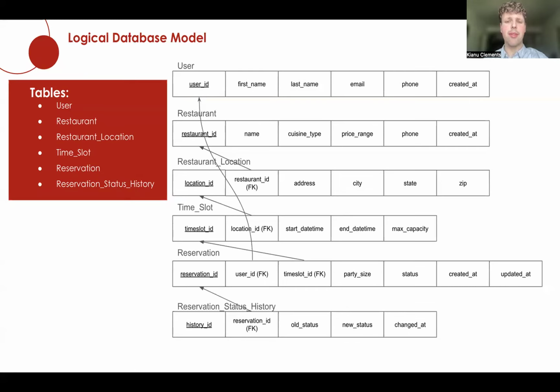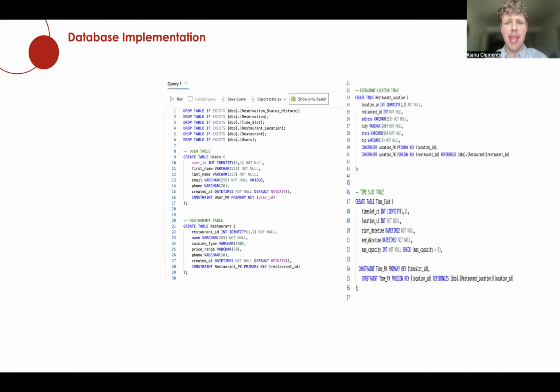The reservation table records each booking made by the users, including the party size, reservation status, and timestamps. And then finally, at the bottom, the reservation status history table records any status changes, allowing the system to track how reservations evolve over time. The logical model helps to ensure the data is structured, normalized, and connected through the primary and foreign key relationships. Next, we're going to go into the database implementation.